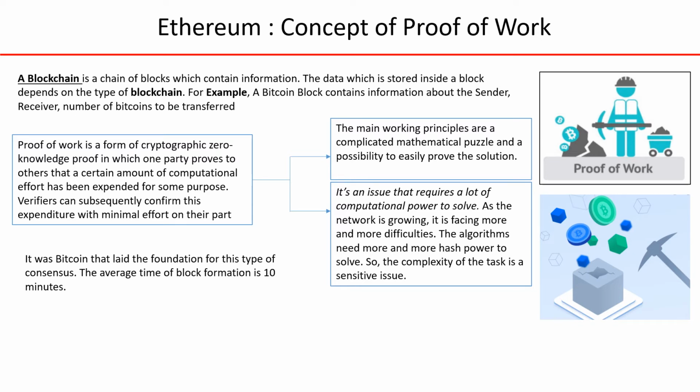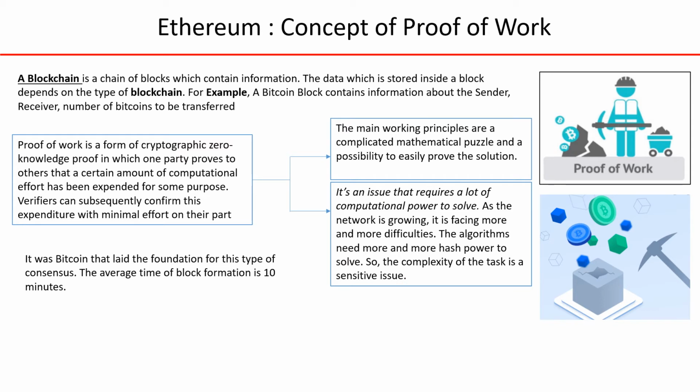Let us see the basic definition. Proof of work is a form of cryptographic zero knowledge proof in which one party proves to the others that a certain amount of computational effort has been expended for some purpose. Verifiers subsequently confirm this expenditure with minimal effort on their part. This is some technical terminology. Basically, the main working principles are complicated mathematical puzzles and the possibility to easily prove the solution. So we are going to solve some complicated mathematical puzzle, which requires a lot of computation power. As the network grows, it faces more and more complications. The algorithm which requires computation power becomes more complicated, and when it becomes more complicated, it needs more hash power to solve. So the complexity of the task is a sensitive issue here.